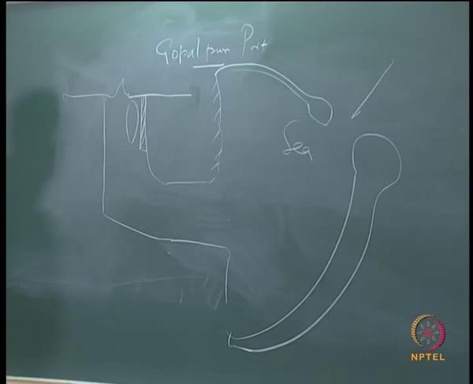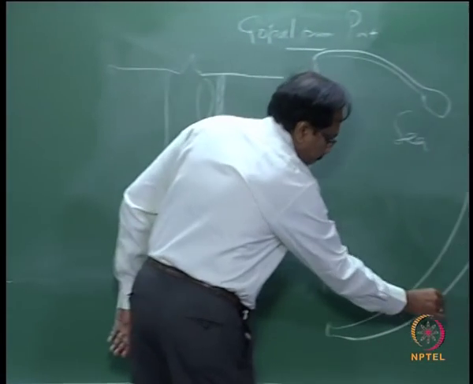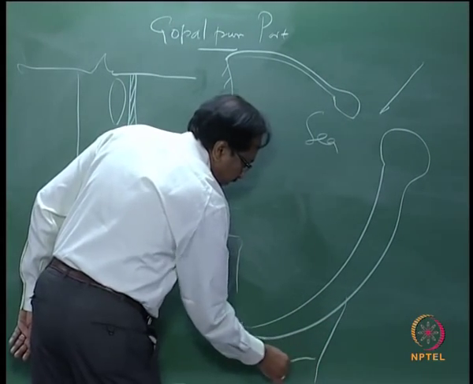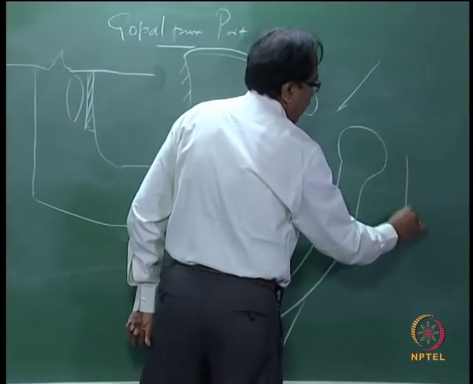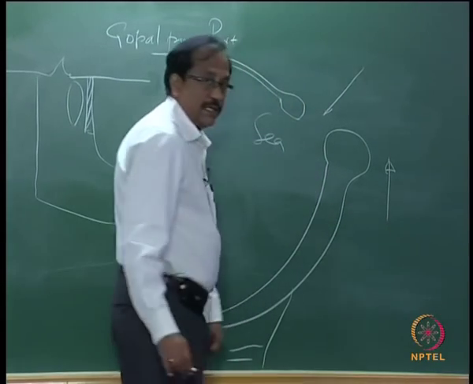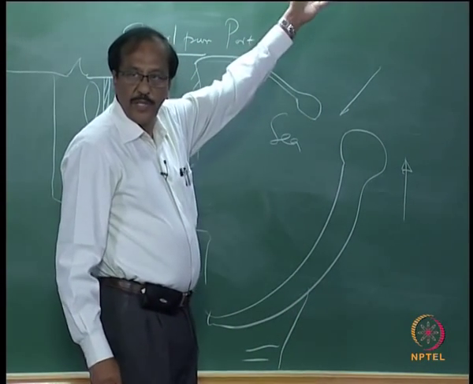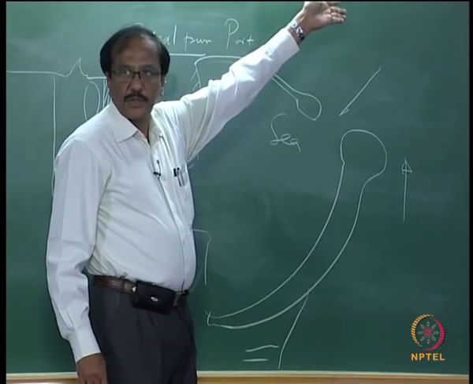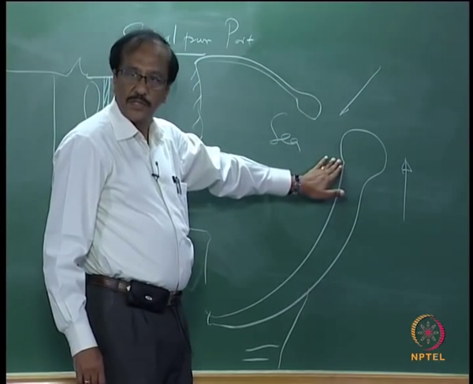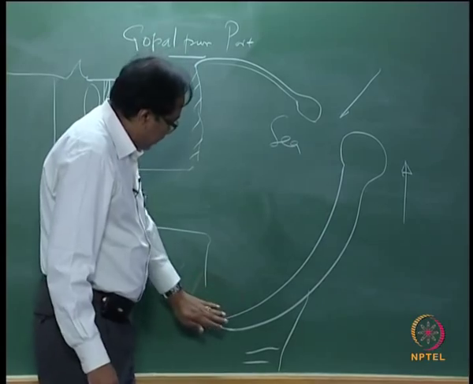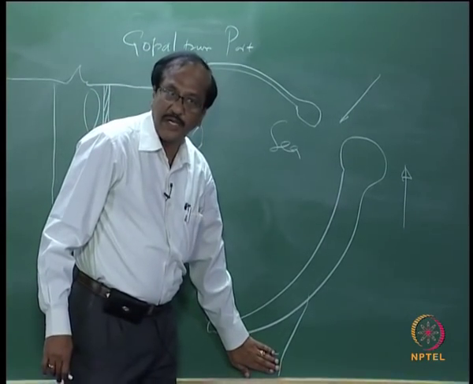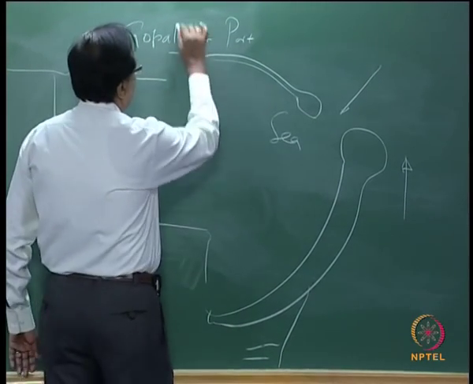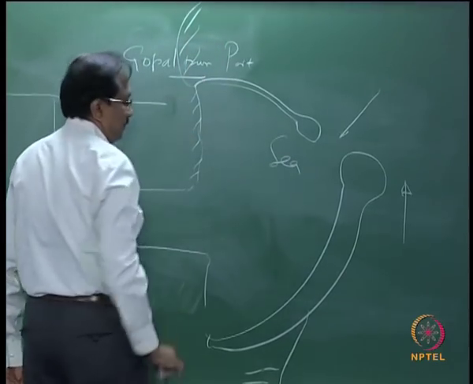But when you have it like this, you will have the advancement of the shoreline here, because as we will see later, the sand will always be moving in the north. The net movement of sand is always towards the north along the east coast, because of which you will have the advancement of the shoreline on the south, and then on the north you will have the erosion taking place.